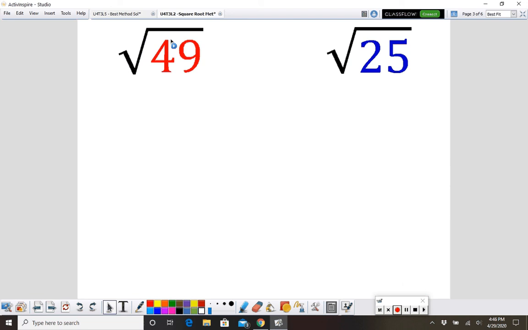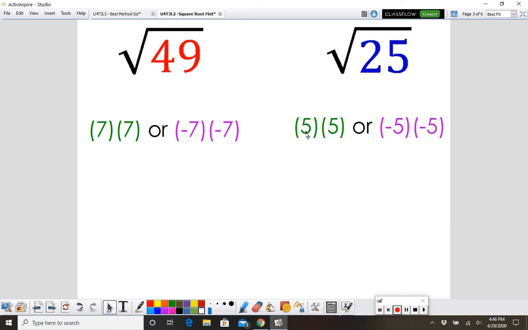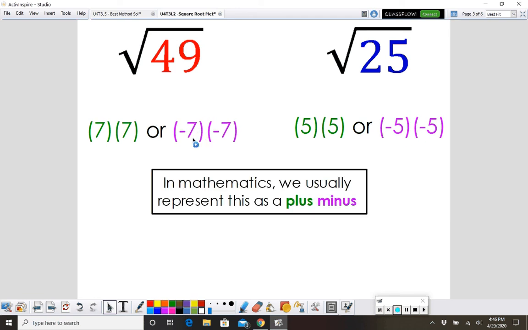So if we're looking at the square root of 49, 7 times 7 is 49, or -7 times -7 is 49. For the square root of 25, we've got 5 times 5, or -5 times -5. So in mathematics, we use a symbol to represent the positive and the negative. We call it a plus minus. So for the square root of 49, we would write plus or minus 7. We put both symbols in front of the number. The square root of 25 is plus or minus 5.